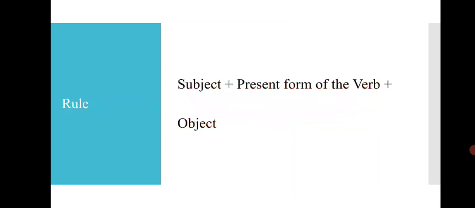There is a rule for simple present tense. The rule is subject plus present form of the verb plus object. Rahul sings a song. Here Rahul is the subject, sings is the present form of the verb, a song is the object. So simple present tense denotes the action that happens right now. Subject plus present form of the verb. This is the rule for simple present tense.